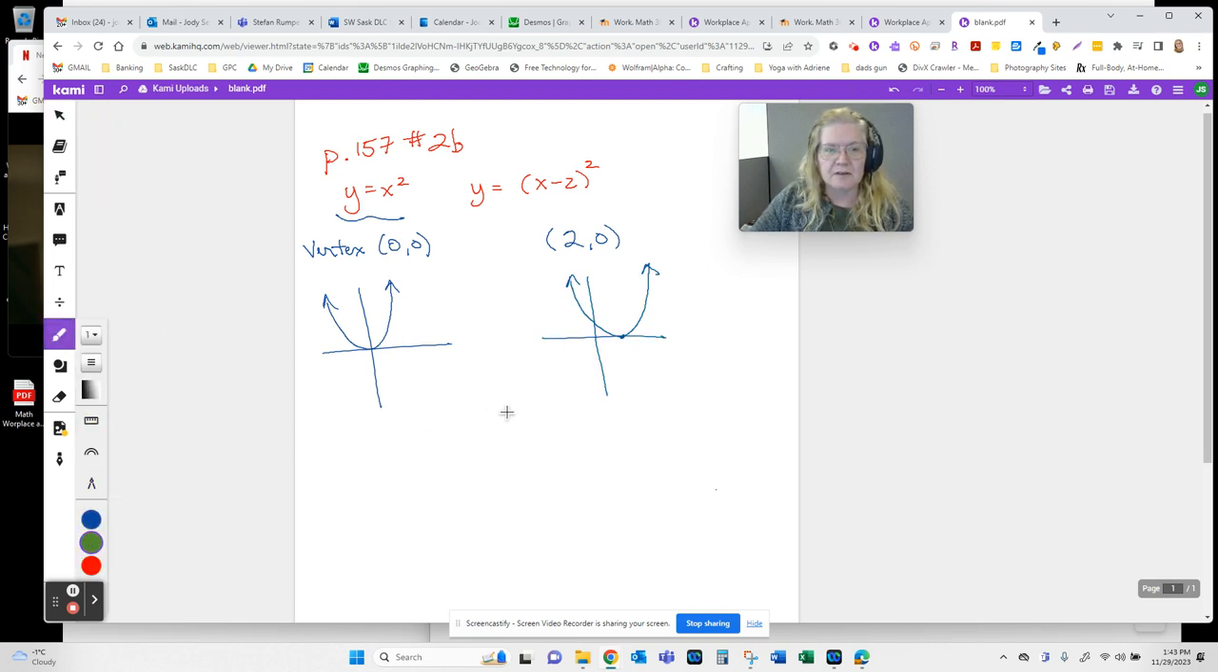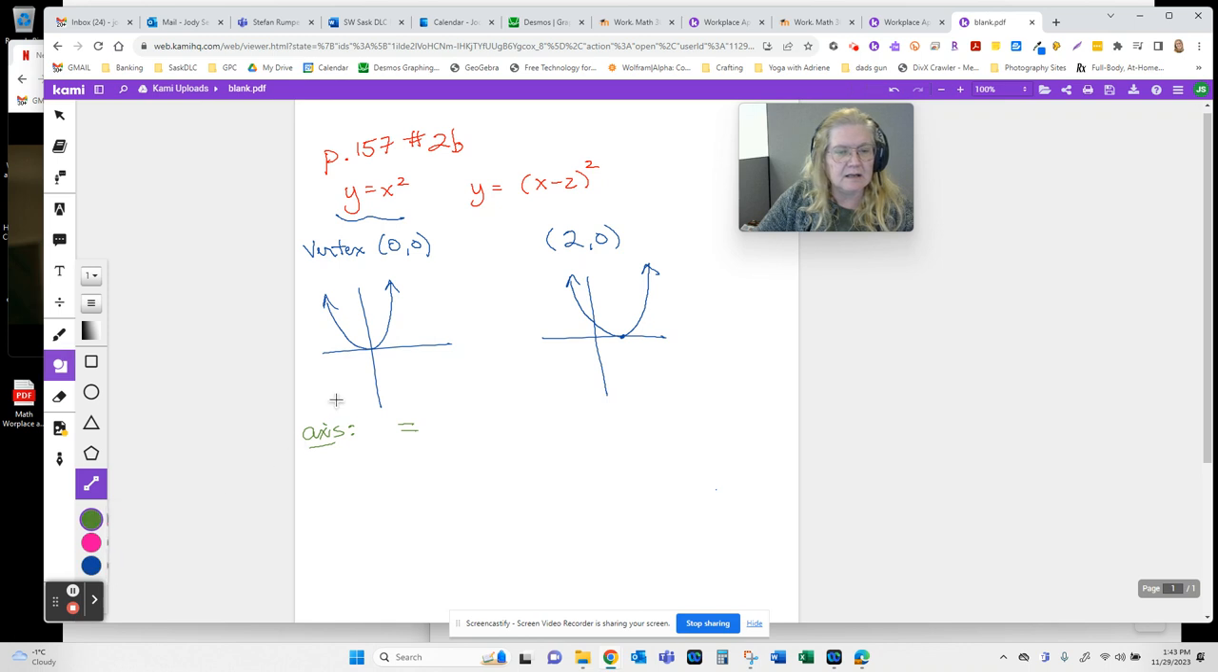So how do you answer all the rest of those questions then? We've got axis of symmetry, domain, range, and intercepts. Axis of symmetry, most importantly, is always an equation. It's always something equals something. And for all of the parabolas that we do in pre-calc 20, we're talking about a vertical line. Your axis of symmetry is that line that splits the two symmetrical halves of your parabola.